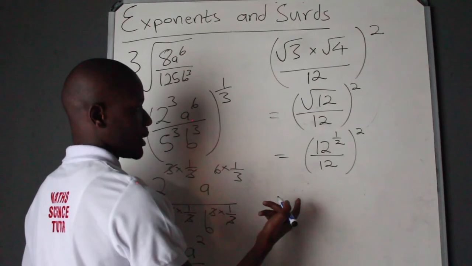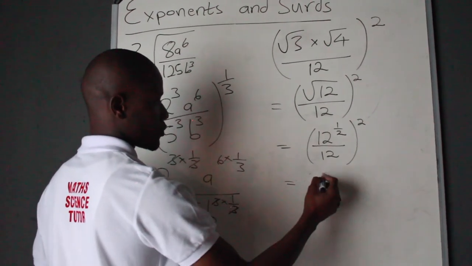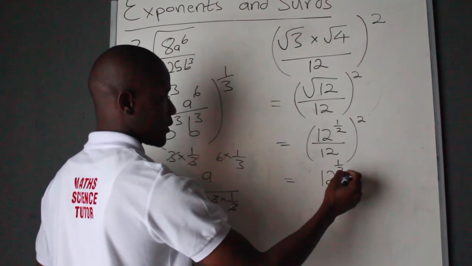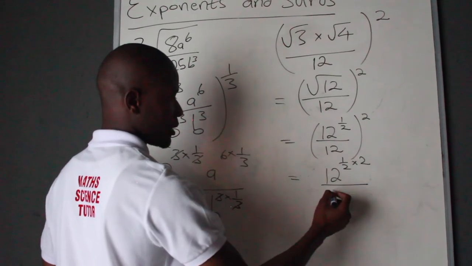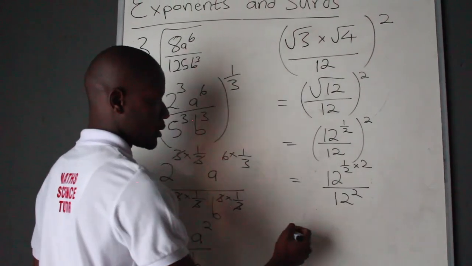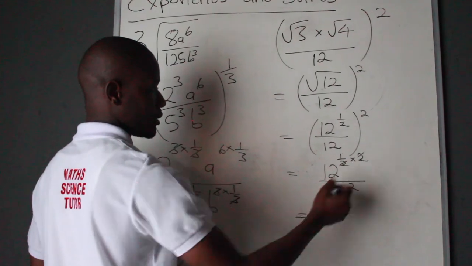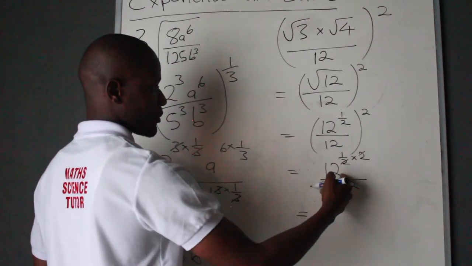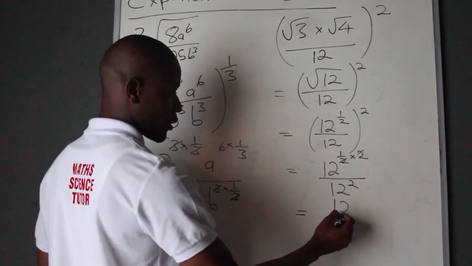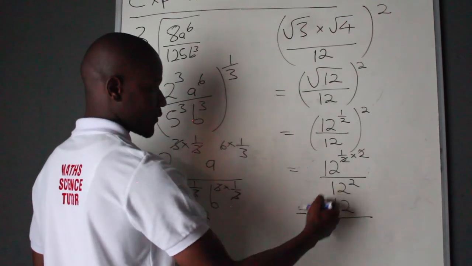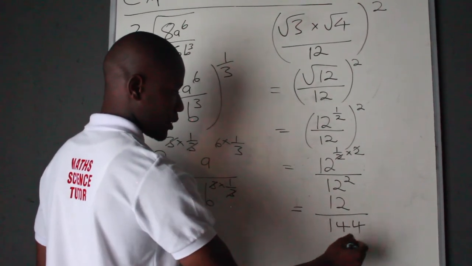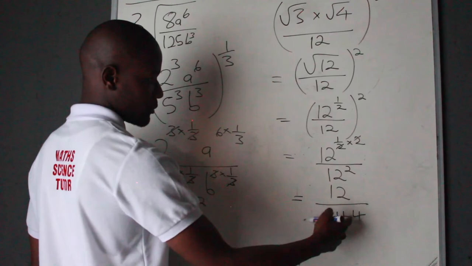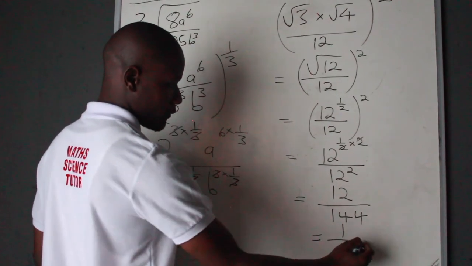So we're going to multiply exponents. So it's 12 to the power 1 over 2 times 2, divided by 12 to the power 2, which is 2 cancels with 2. 1 over 2 times 2, 2 cancels with 2, we are left with 12 over 12 squared, which is 144. Therefore, 12 divided by 144 is 1 over 12.